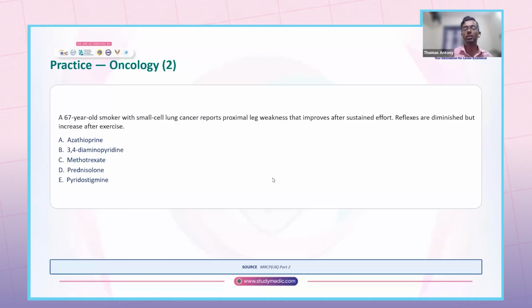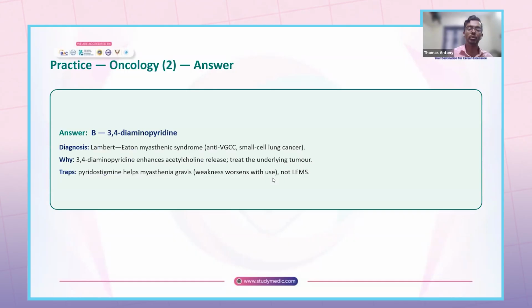A 67-year-old smoker with small cell lung cancer reports proximal leg weakness that improves after sustained effort. The diagnosis is clear. Reflexes are diminished but increase after exercise. So what would be the treatment of choice here? We have 3,4-diaminopyridine. That is the mechanism we have discussed before. It is for Lambert-Eaton myasthenic syndrome, because this increases the acetylcholine release. Pyridostigmine helps myasthenia gravis, not LEMS. So that is the kind of confusion they can bring.